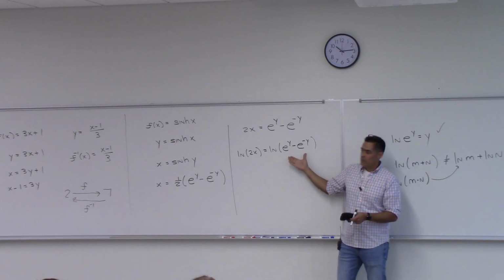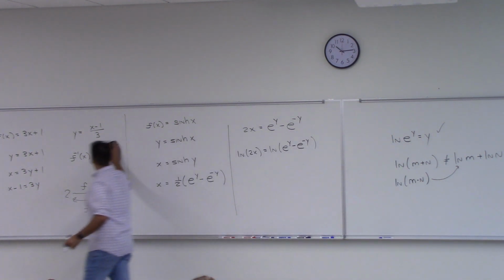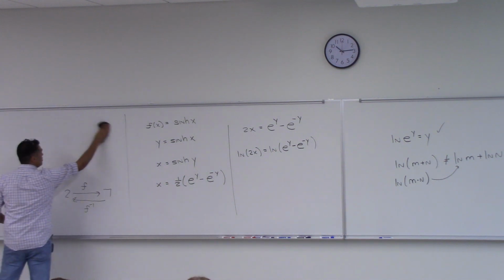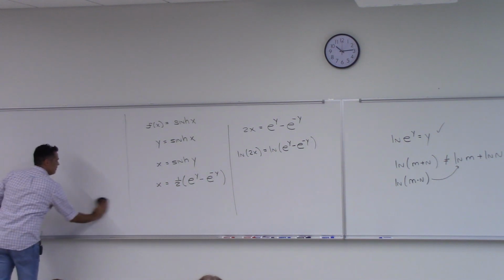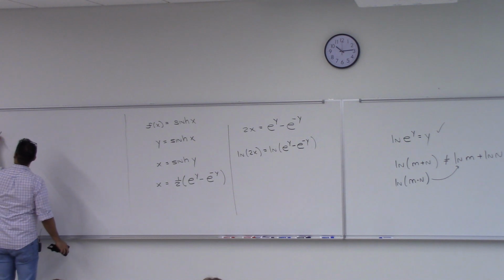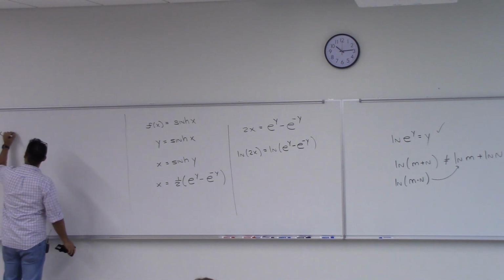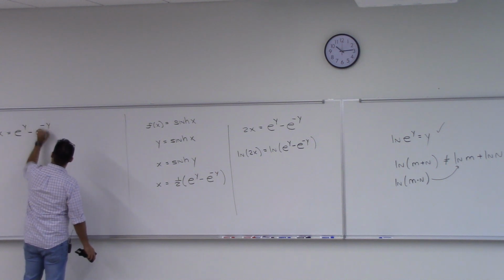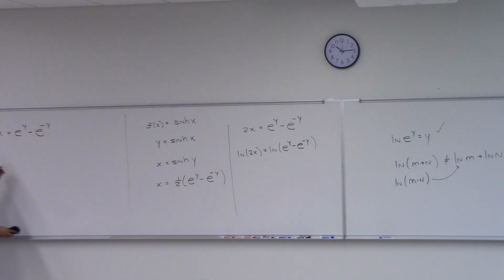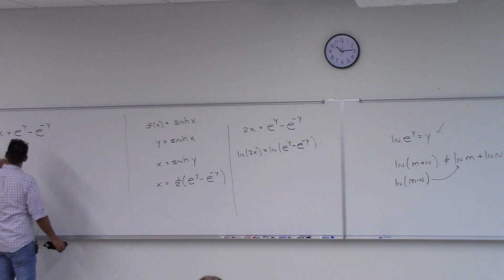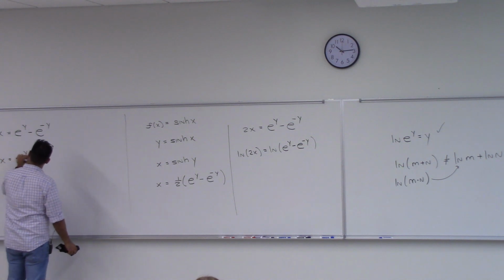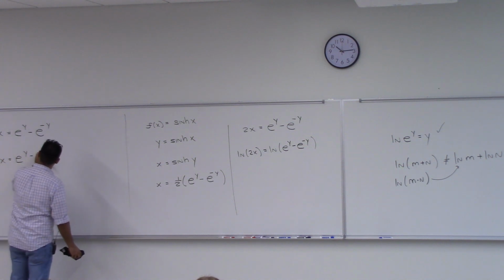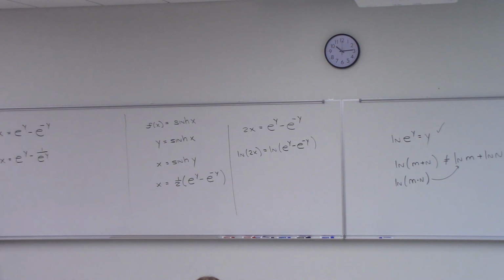All right, so here we go. I'm going to go back to the line that everyone was happy with. 2x equals e to the y minus e to the negative y. All right, what I'm going to do here is just rewrite this as this because it is that, right? That's what e to the negative y means. I can drop it down.